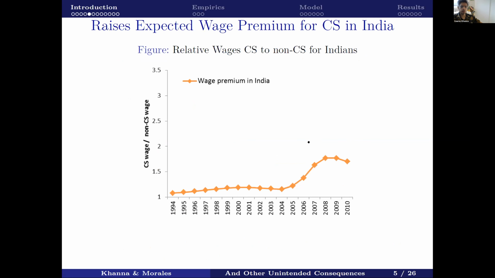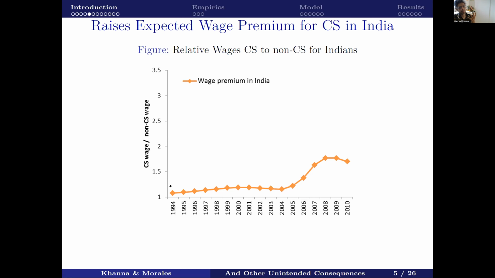So what does this do to the decisions that Indian students and Indian workers are making in India? They're trying to decide, should I be a computer scientist, or a doctor, or a banker? And how do they make these decisions? They look at the wages. What is the computer science wage, and what are the wages in these other professions? So they look at the wage premium in becoming a computer scientist.